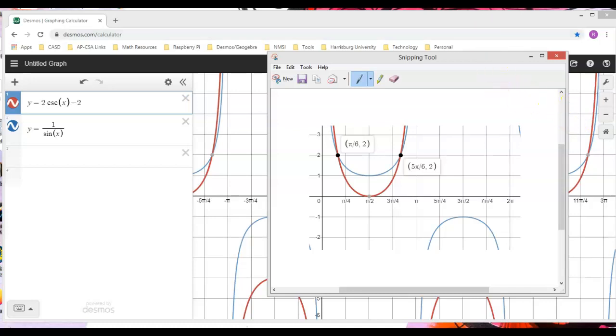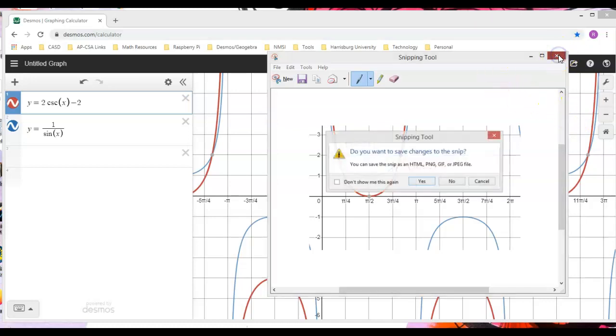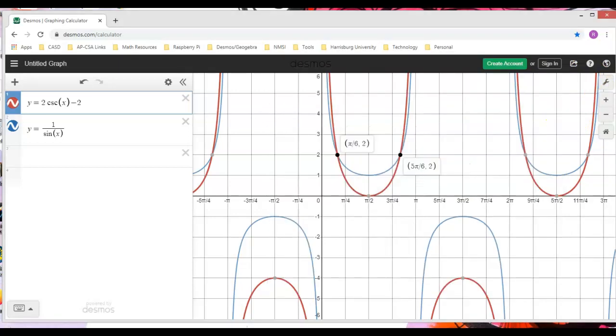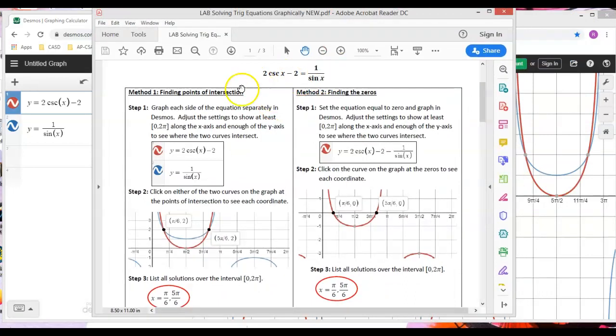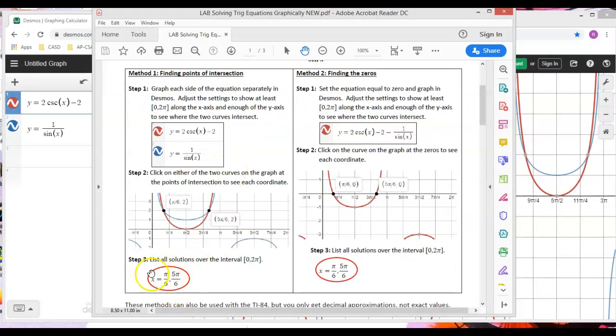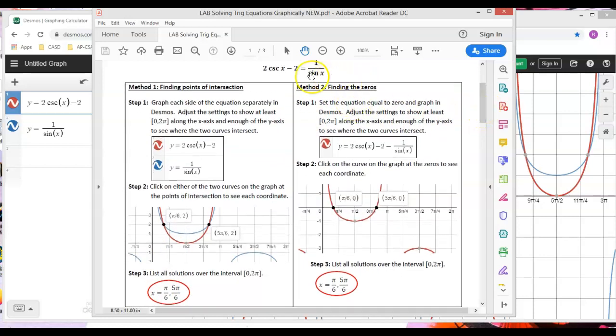So that's the first method that we see here in the math lab for solving this equation, method 1, finding points of intersection. And we can see down here at the bottom, we did find both of those solutions, pi over 6 and 5 pi over 6. Now, method 2, for solving the same problem, you can do this with any of those equations.